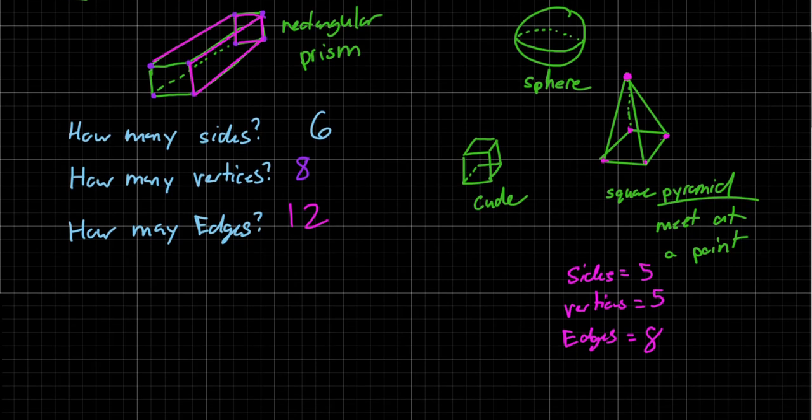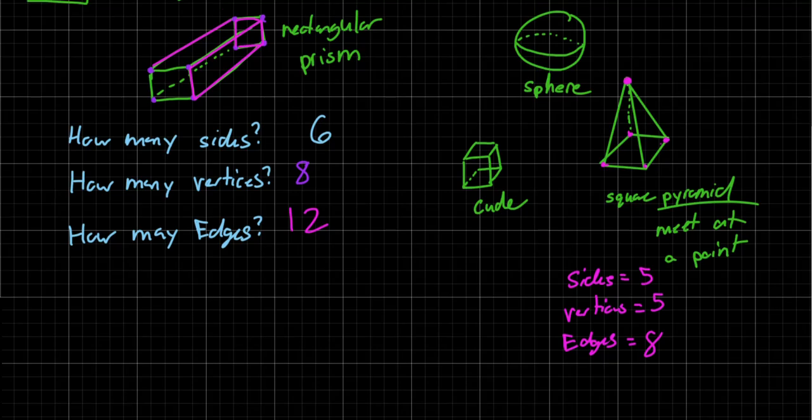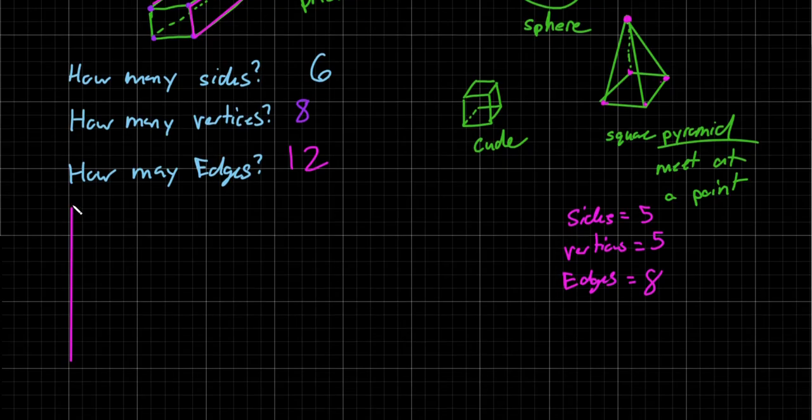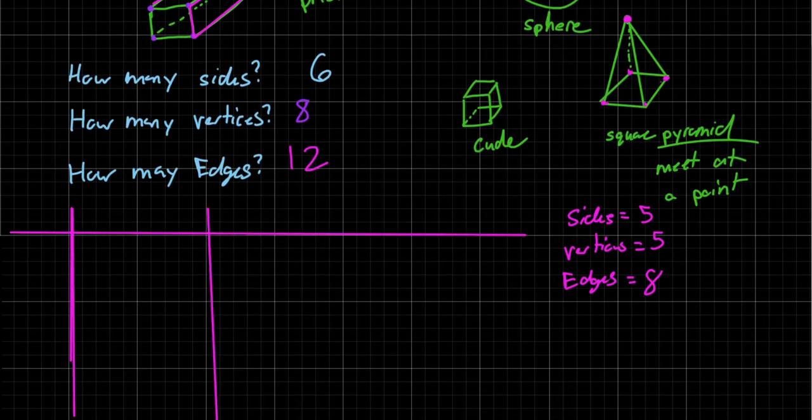Okay, there is an equation to find the relationship between all of these. But first, let's make a table. And we're just going to focus on prisms for a second, no longer pyramids. So, make a table. Over here, we're going to have types of prisms. So we have a triangular prism. And we did a rectangular already.